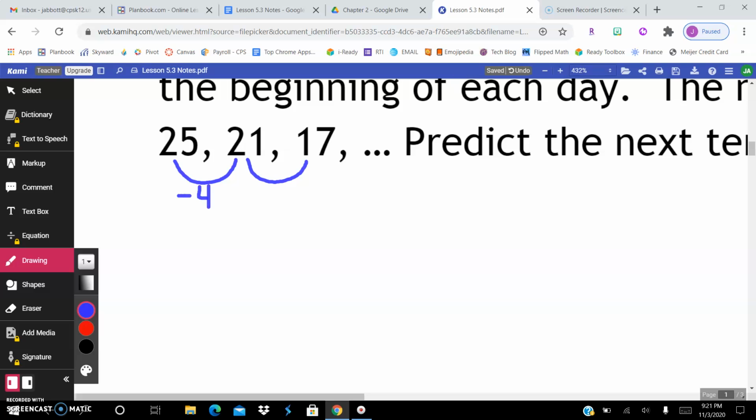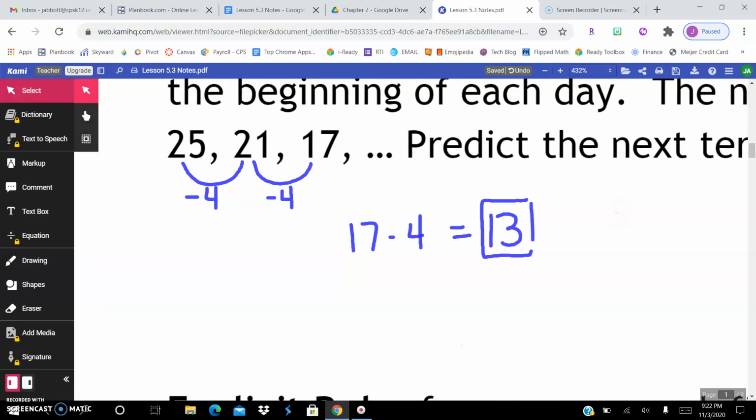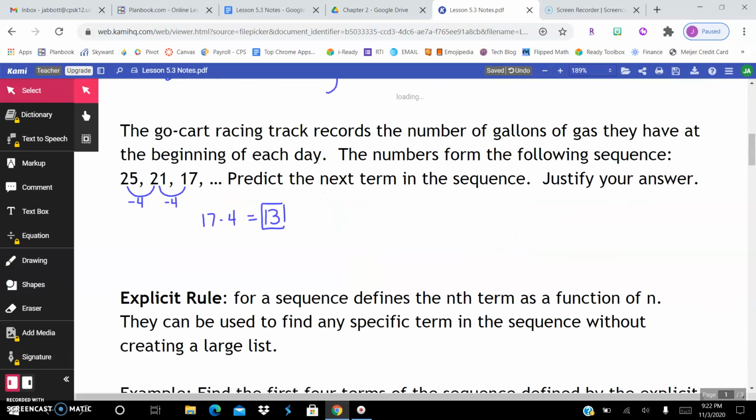25 to 21 would be -4. And then 21 to 17 would also be -4. So our pattern is to subtract 4. So to find the next term, we would do 17 minus 4, which would be 13. So our next term would be 13 in this list. And to justify our answer, we figured out what the pattern was, which was -4. So we just continued on with that.